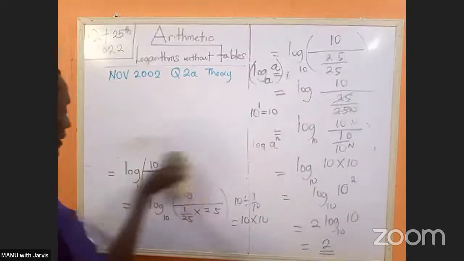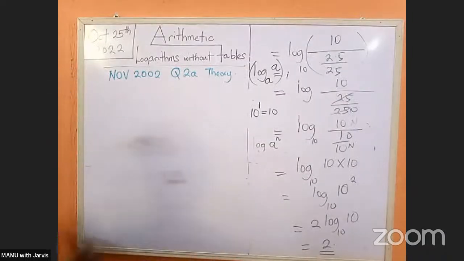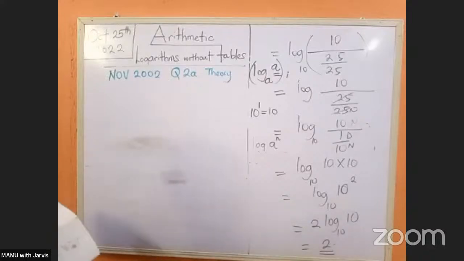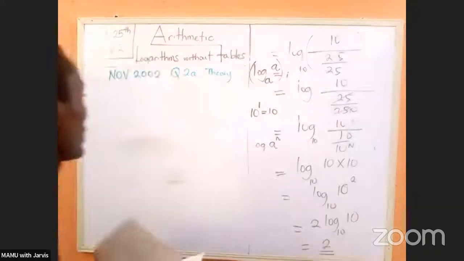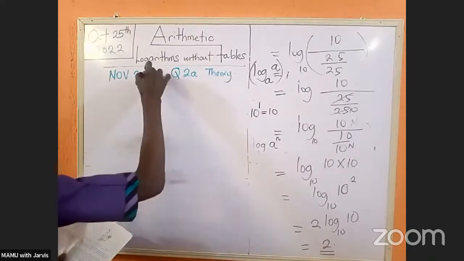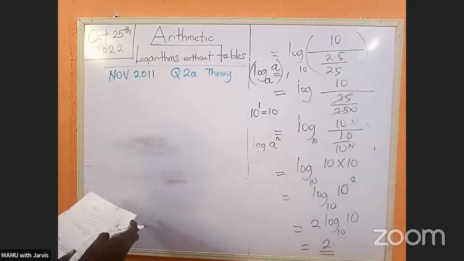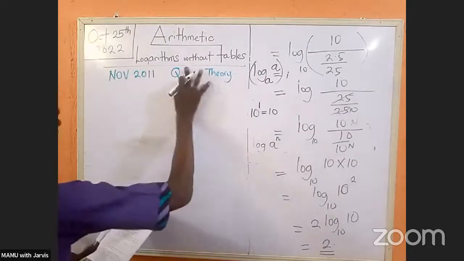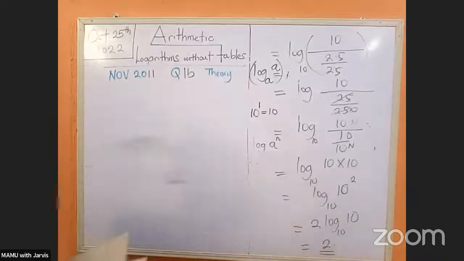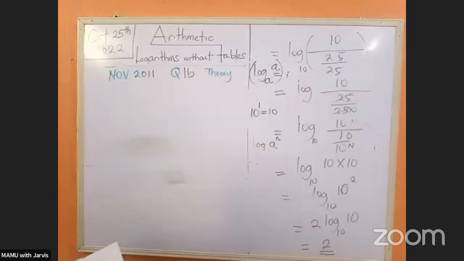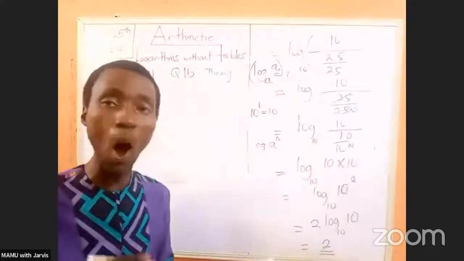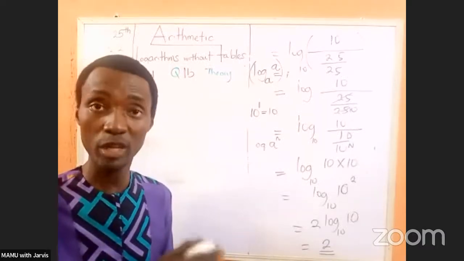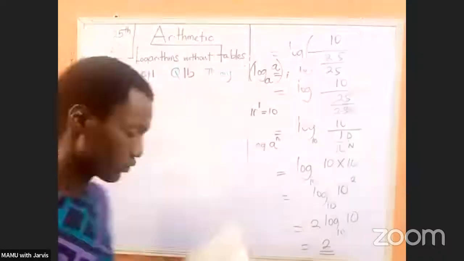I will just take off this part alone. When I'm ready to solve, I'll add the other one. Now, this one is coming from November 2011, and it is question 1B. It's a theory question, where the logarithm of these numbers given to us are all in base 10.